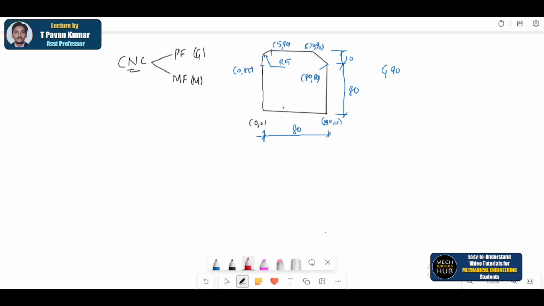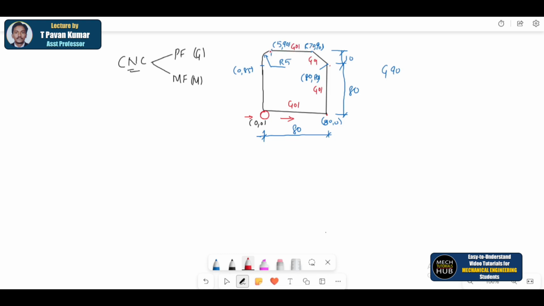Now let us imagine that there is a tool compensated here, which is right when I observe from this side. That I'll write it in a program, like how to write a compensation command. Now when the tool travels from the first point origin till the next point, it is traveling linearly, the command is going to be G01. Now the tool will remain here. From here to this point, again the command is G01. From here to this point, command is G01. Again it is linear, G01.